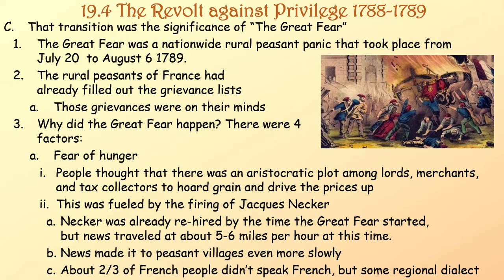Why did the Great Fear happen? There were 4 factors. Number 1, fear of hunger. People thought that there was an aristocratic plot among the lords and merchants and tax collectors to hoard grain and drive the prices up. And this was fueled by the firing of Jacques Necker. Necker was already rehired by the time the Great Fear started, but news traveled at about 5 to 6 miles an hour at this time. News made it to peasant villages even more slowly, and about 2/3 of the people didn't even speak French. That's a surprise. They spoke some regional dialect instead.